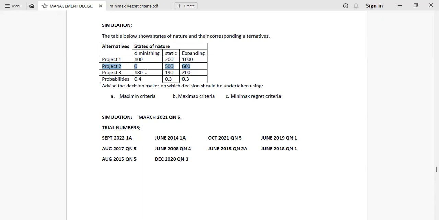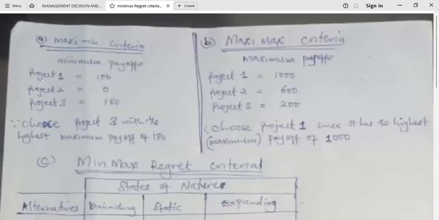We go to project 3, we choose the smallest. In project 3, the smallest is 180. So this is how we took these figures. Project 1, it is 100. Project 2 is 0. Project 3 is 180. So now we look at the decision point. How do we make an advice?